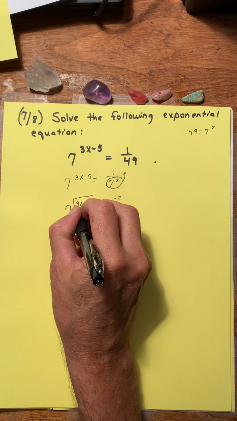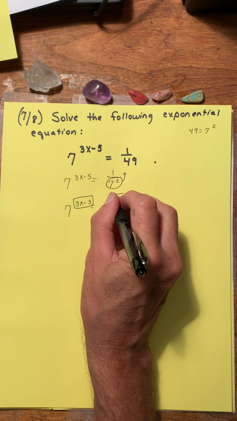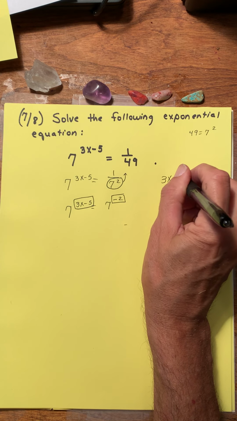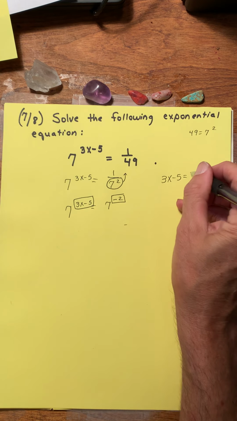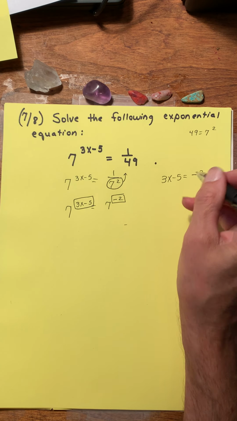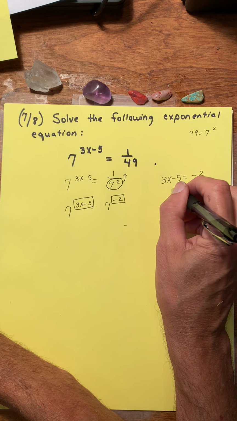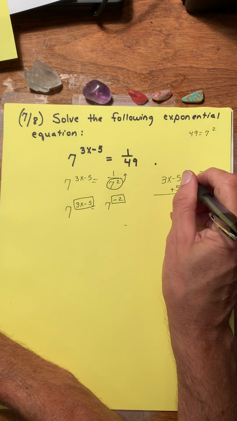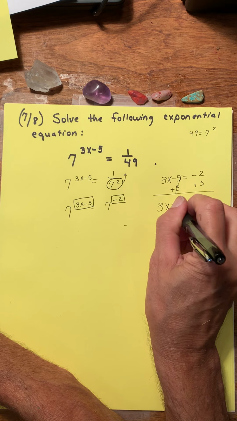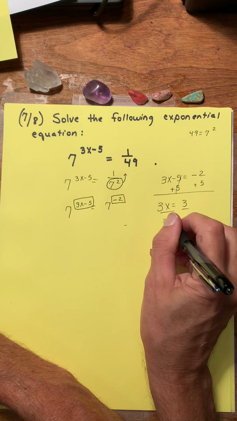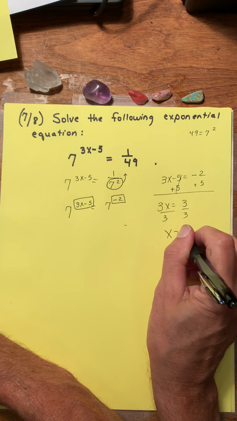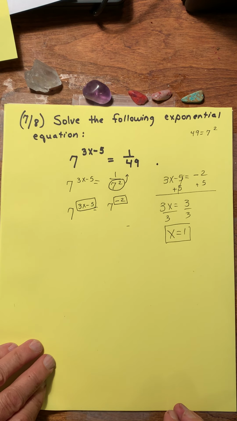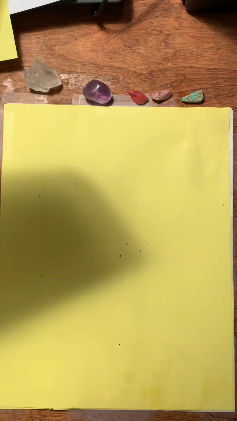And we do now. Look here. Got the same base. That means that my exponents are equivalent. 3x minus 5 is the same as negative 2. This is a pretty good problem. See, I'm going to add 5 to both sides. 3x is 3. Divide by 3, x is 1. All right. So that's the last of those examples.